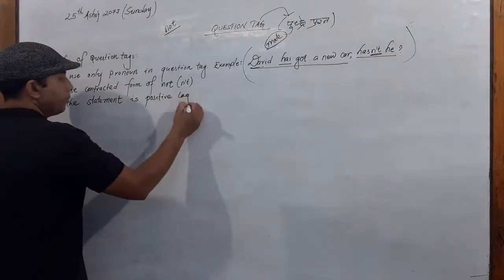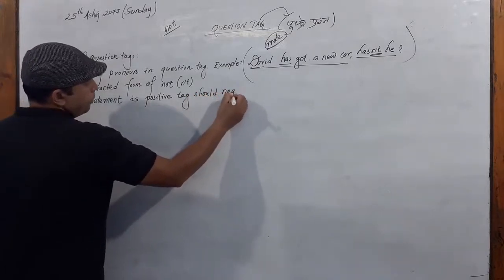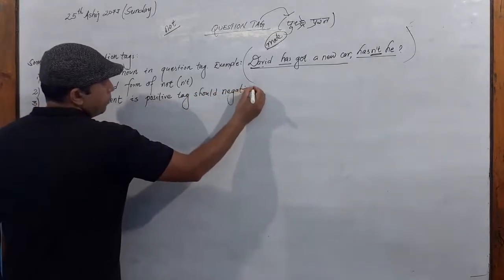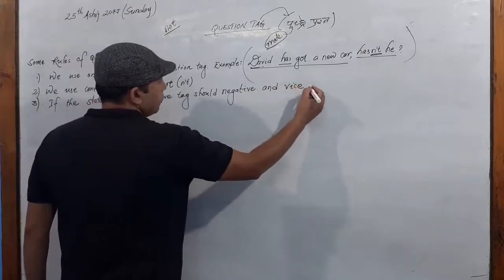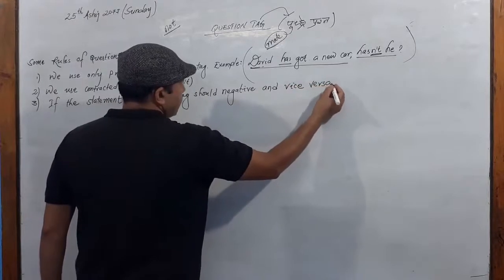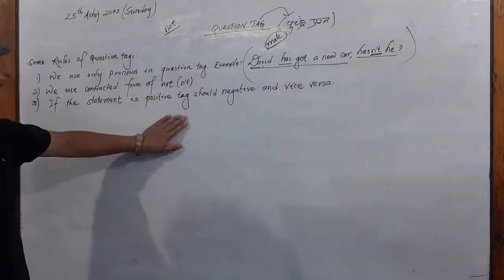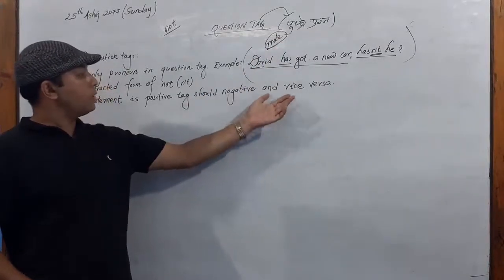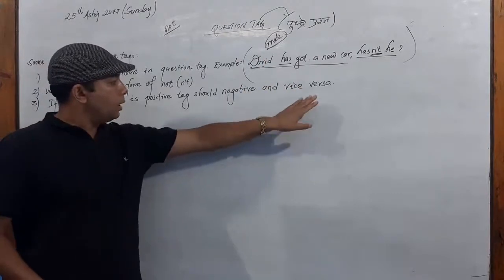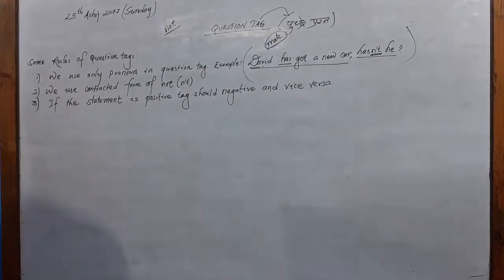then the tag should be negative, and vice versa. You know what is vice versa? Vice versa means the same, or just opposite. Okay. If the statement is positive, the tag should be negative, and vice versa means if the statement is negative, the tag should be positive. Okay.